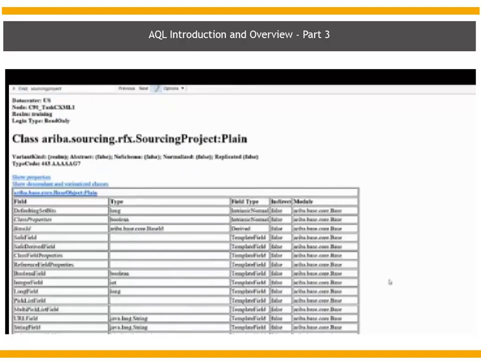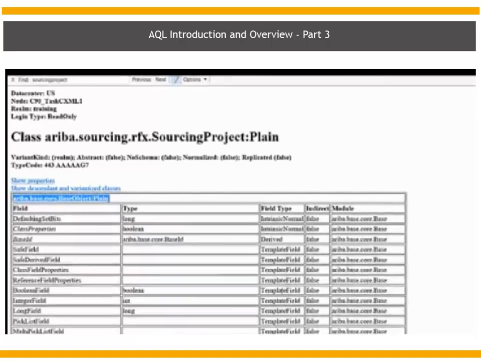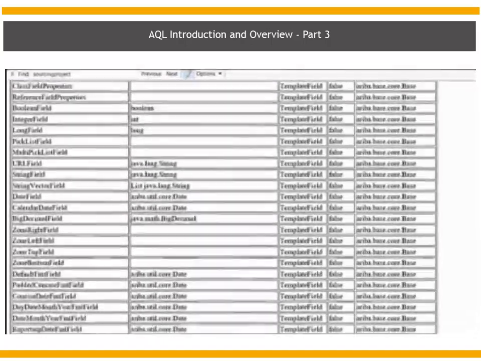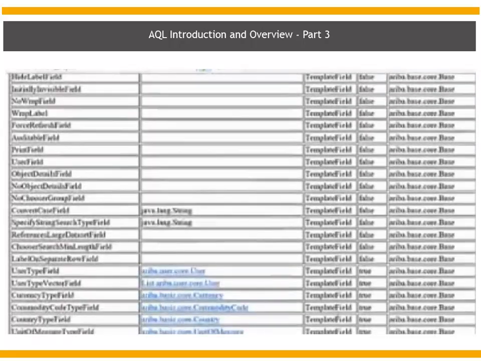In this example, we are looking at the sourcing project class. This is an upstream class. When we click for details, we are able to scroll down the page and note the class hierarchy with all the superclasses as we go.